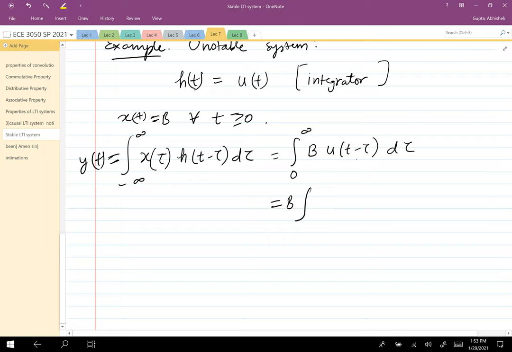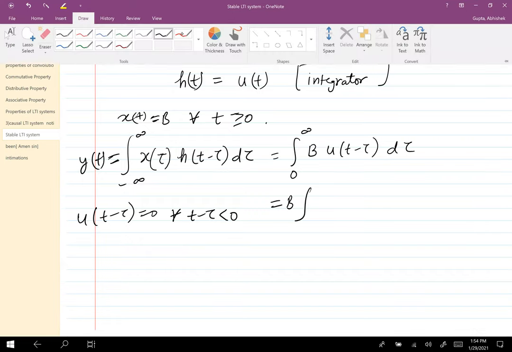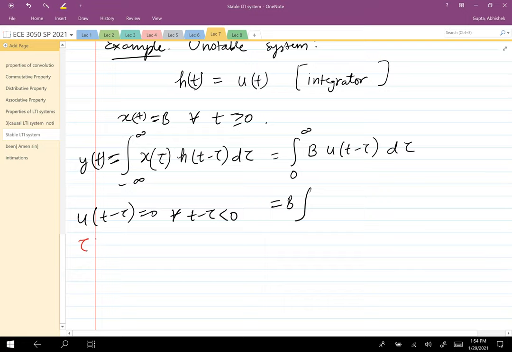So this is equal to zero when t minus tau is negative, which means u(t minus tau) is equal to zero for all t minus tau less than zero. Which means that for all tau greater than t, u(t minus tau) is equal to zero. So what should I do? Now I learned, let me write it in a different color, that if tau is greater than t, then u(t minus tau) is equal to zero. Is there some other simplification I can do here?